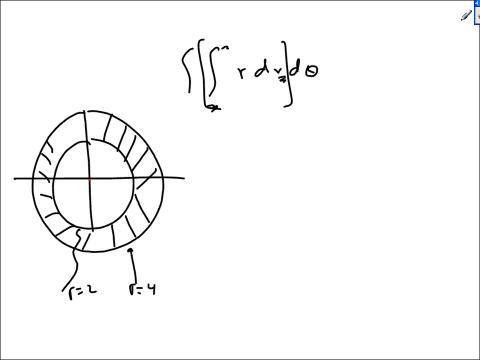Okay, the length is the bigger r minus the smaller r. R goes from 2 to 4. Actually, I take that back. R right here is 2. R right here is 4. R goes from 2 to 4. The angle goes all the way around.